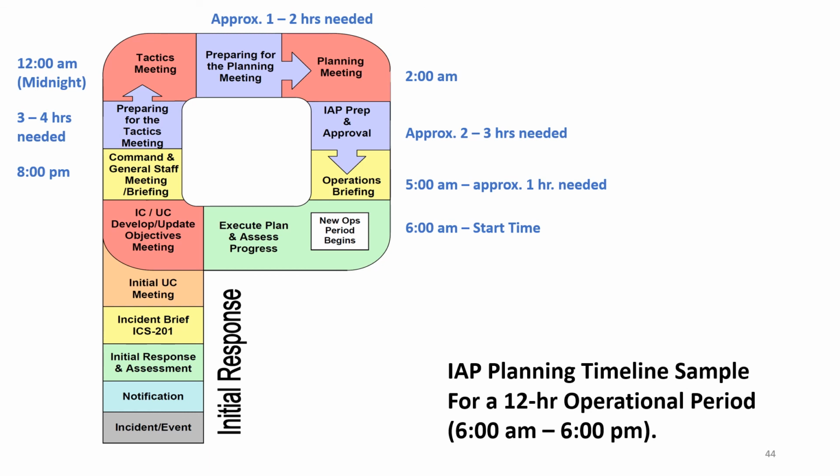Which means that the incident commander develop update objectives process should cover the remaining slack of time between the start of the operational period and the command and general staff meeting. So we can roughly assign it to 7 p.m.